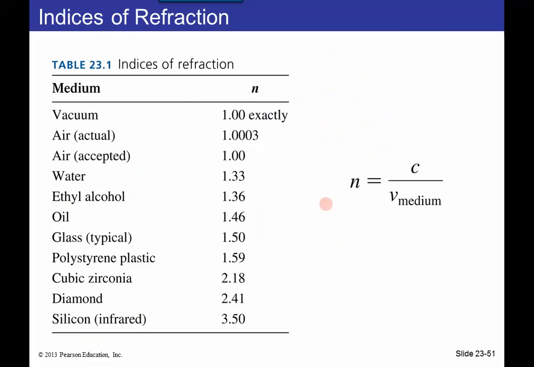So there are indices of refraction for various mediums. Here, vacuum is 1, air is almost 1, and for most calculations, we just use 1 for air. Water is 1.33. Notice that they are all greater than 1. That means that the velocity of the light in that medium is smaller than c, the velocity of light in vacuum.